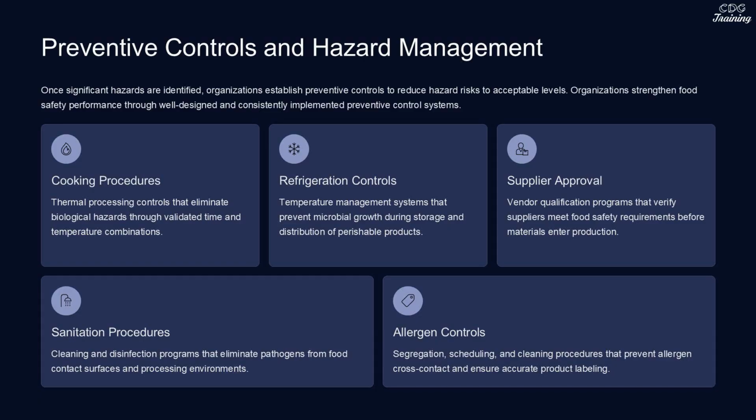Vendor qualification programs that verify suppliers meet food safety requirements before materials are accepted. Sanitation procedures that eliminate pathogens from food contact surfaces and processing environments. Segregation, scheduling, and cleaning procedures that prevent allergen cross-contact and ensure accurate product labeling.